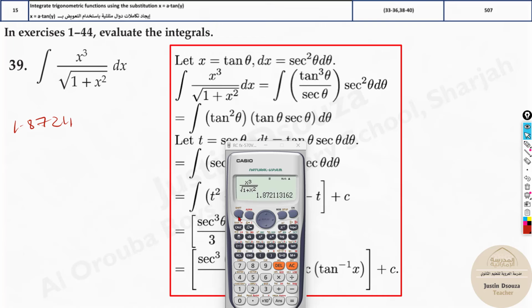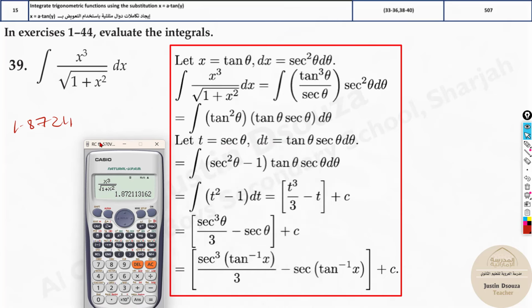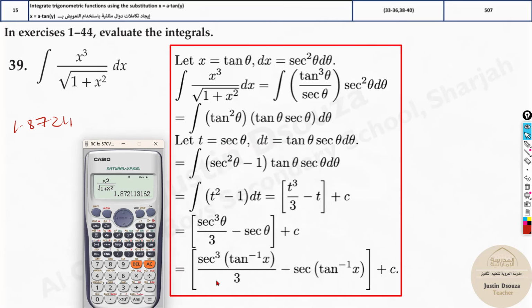But when you solve these, make sure your mode must be in radian, shift mode and 4. But here the answer will be same, doesn't matter because there is no trigonometry over here, isn't it? So that's fine. Now we will derive this. You will have 4 options. You have to derive all and match with this. So now the one answer which matches is your correct answer.